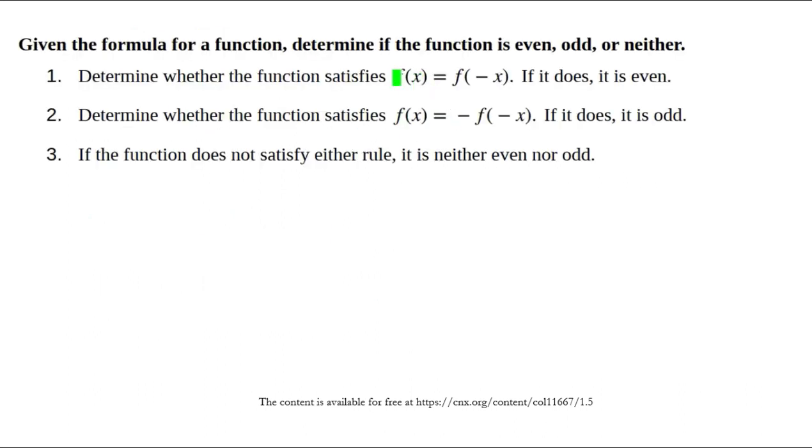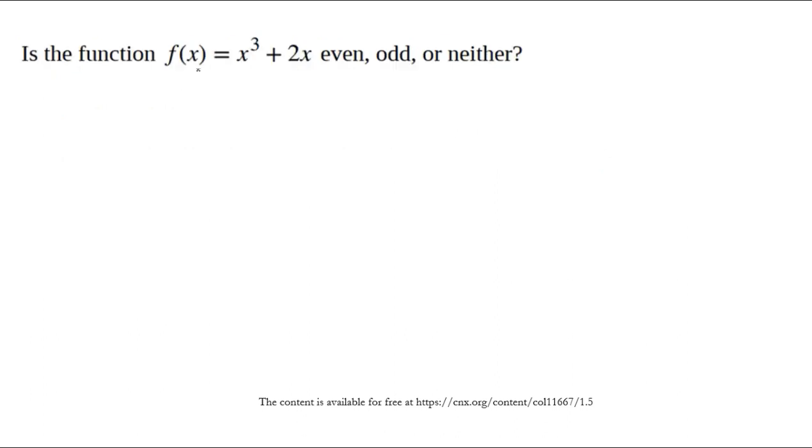So if f of x is equal to f of minus x, then it's even. If f of x is equal to minus f of minus x, then it's odd. And if none of this is true, then it's not even nor odd. The function f of x, even, odd, or neither. So f of x is equal to x to the third plus 2x.